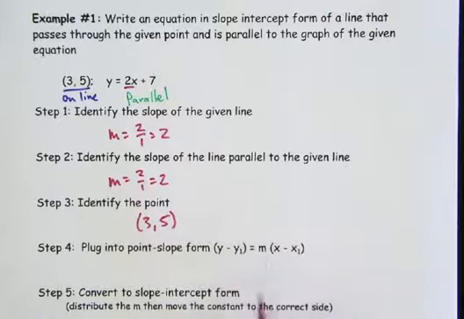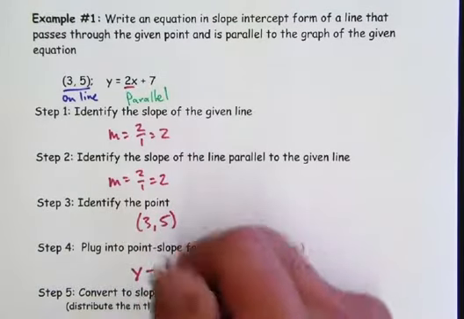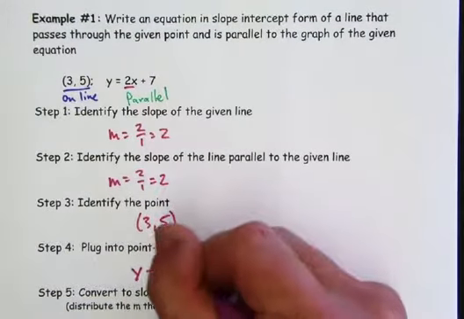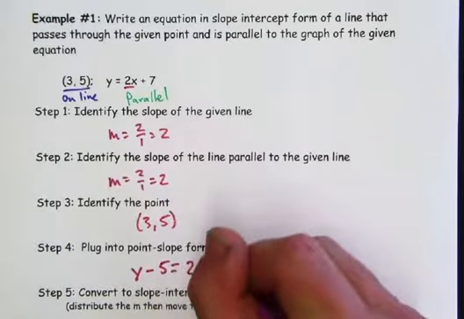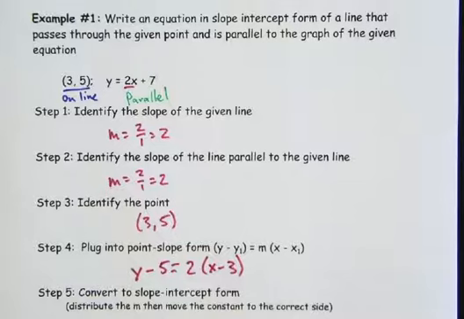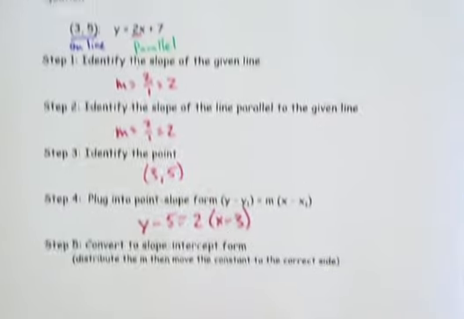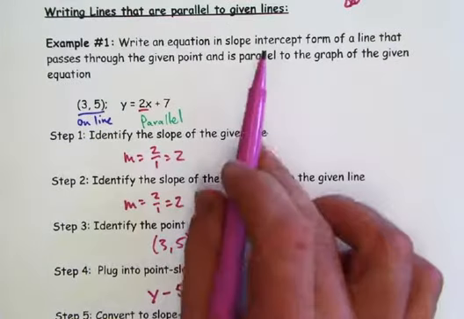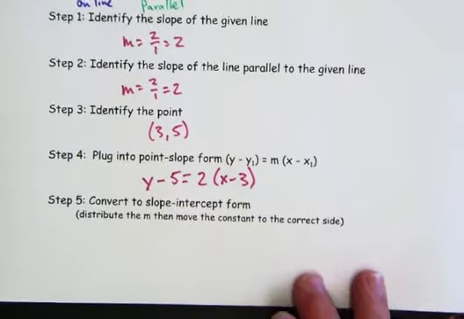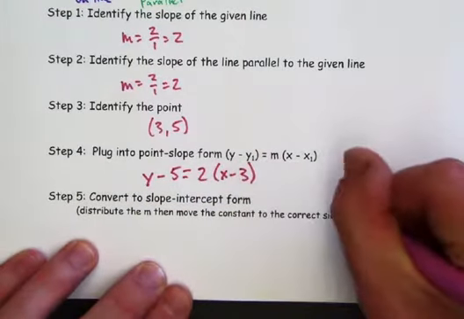That's pretty easy. We just use point-slope form. y minus y1 equals m times x minus x1. Our point is 3, 5, so y minus 5 equals m, which is 2, times x minus x1, which is 3. Now, here's where it gets a little bit tricky. We have to convert it to slope-intercept form, because if you remember up here, it says write an equation in slope-intercept form. This is in point-slope form, so we have to convert. To do that, we just have to distribute, then move the constant to the correct side. Just solving for y.